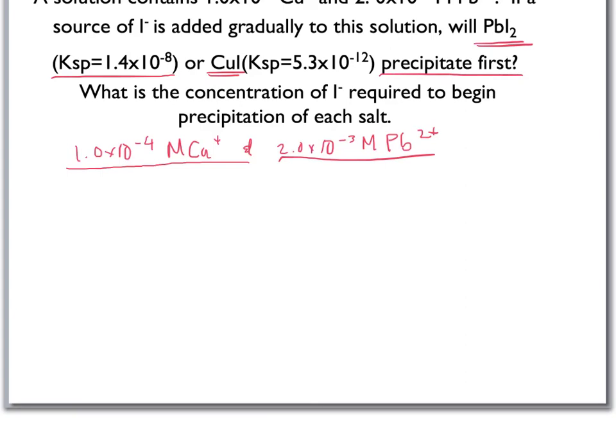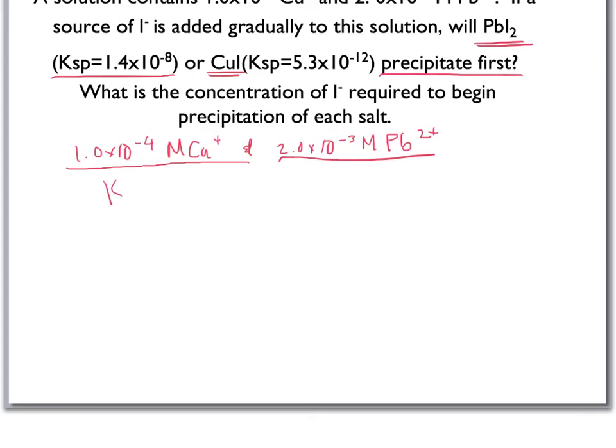So what we're going to do is, this is like a common ion idea. What we want to do is calculate the concentration of the iodide ion for the lead 2 iodide and for the copper 1 iodide. Whichever molarity is smaller, that's the one that will precipitate out first. Okay, so let's do the lead iodide first.